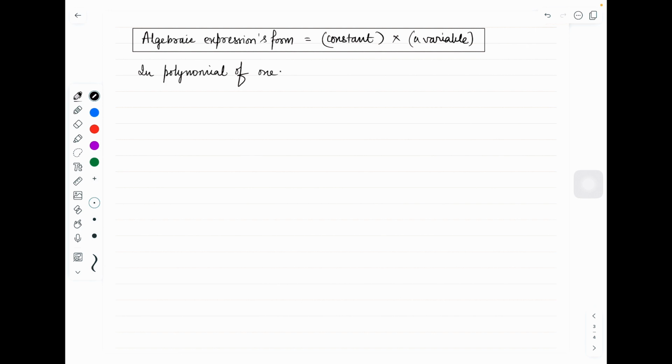See, this is self-explanatory actually. In a polynomial of one variable, it means that the whole algebraic expression contains only one variable.